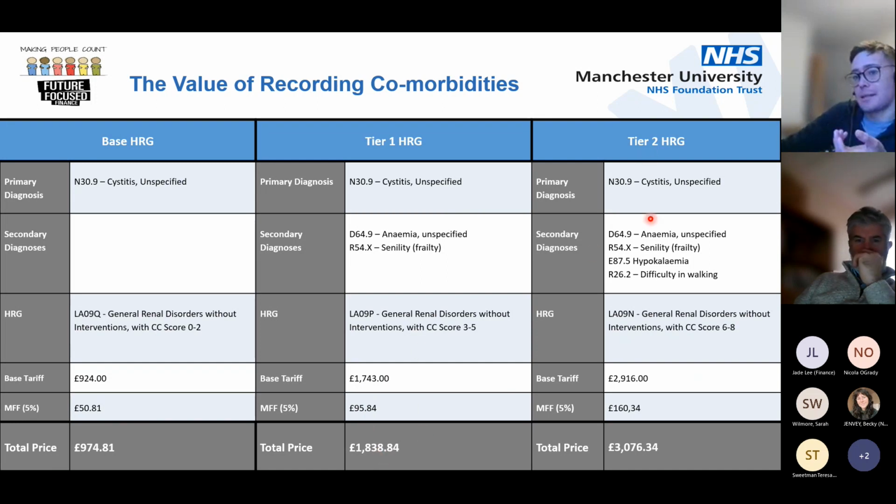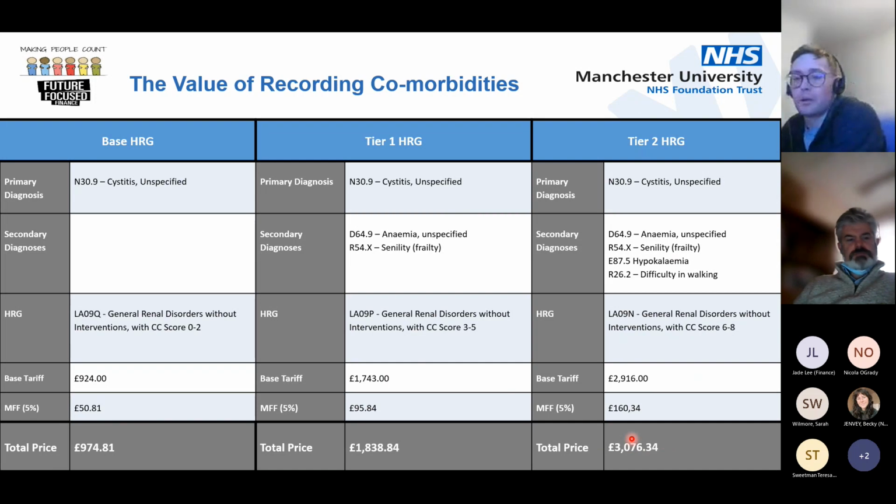But then again, if we look at the next tier, they were also noted to be hypokalemic and to have difficulty walking. Same HRG, but now the last character is N, and the CC score is 6 to 8. And that gets us nearly £3,000 plus £160 market forces. So the overall is just over £3,000.